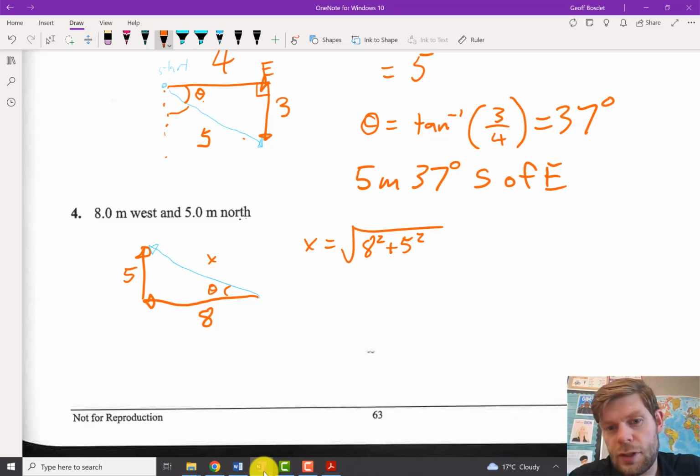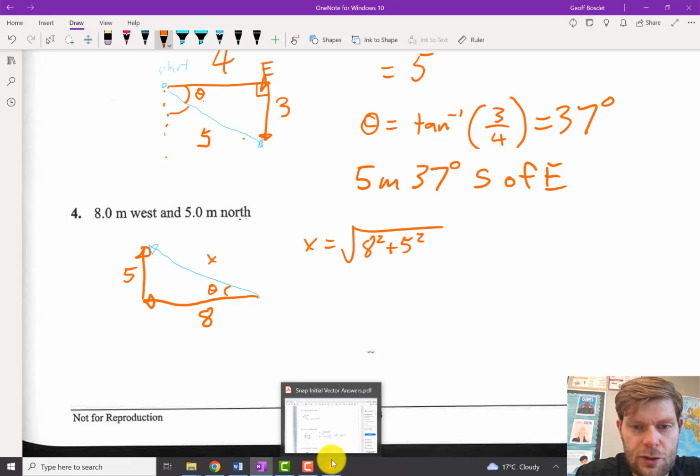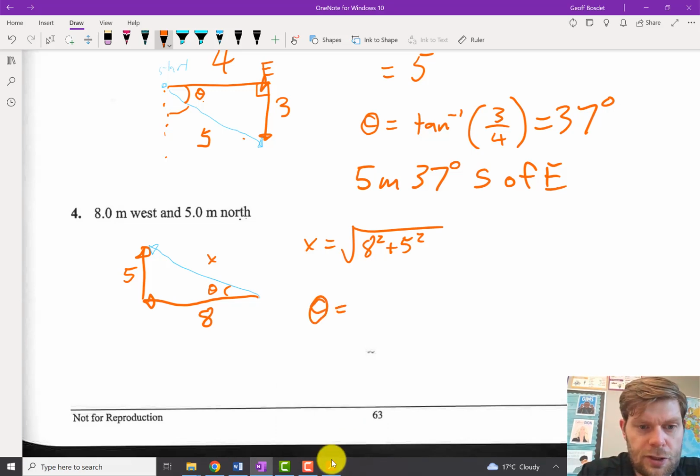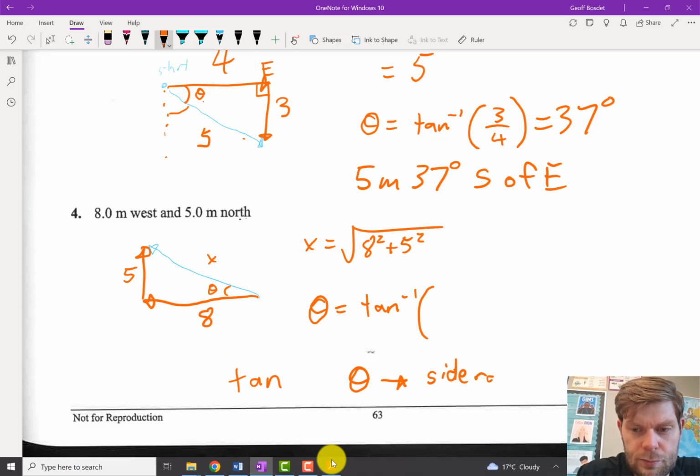which would put it roughly around 9. And our theta is just going to be the inverse tan of opposite over adjacent. Inverse tan is just a button on your calculator. Tan converts from an angle to a ratio. So that goes from angle to side ratio, which in this case is 5 over 8.